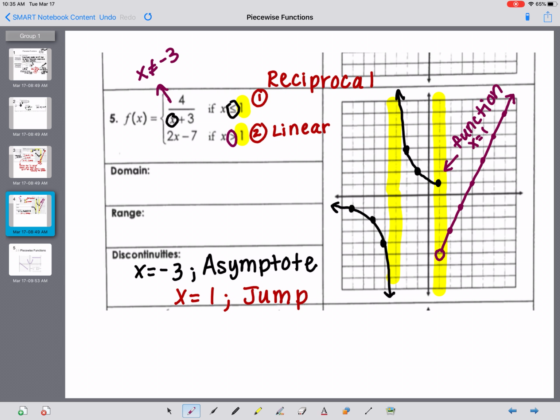So there's two ways of writing this. I can say all real numbers, and then add an x cannot equal negative 3. That's one way. Or another way, which is an interval notation, I can say negative infinity to negative 3 union negative 3 to infinity. Okay?